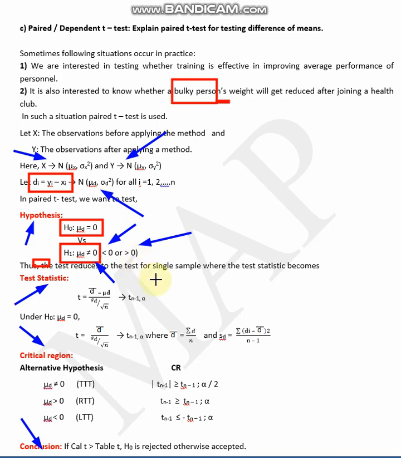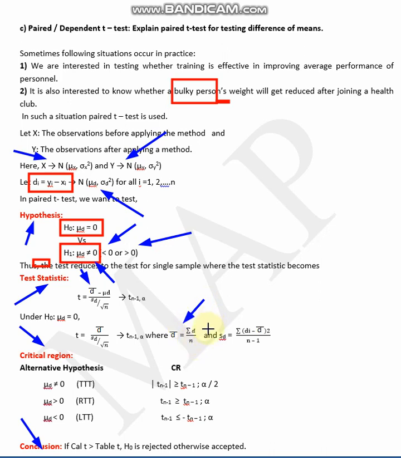So next, the test reduces to the test for a single sample, where the test statistic becomes, what is my single sample t test, in which I can say that t is equal to x bar minus mu divided by s upon root n. So instead of x bar, since it is a two sample test and both the observations are dependent, we can say that instead of x bar, I can put d bar. So what is my d bar? D bar is nothing but summation d upon n.